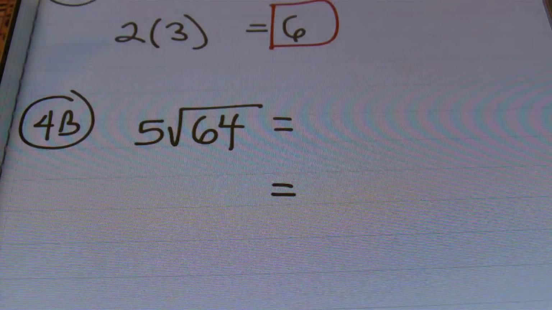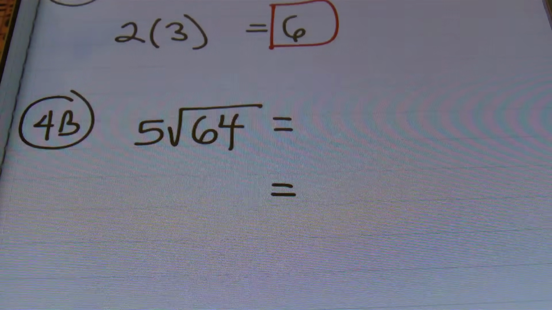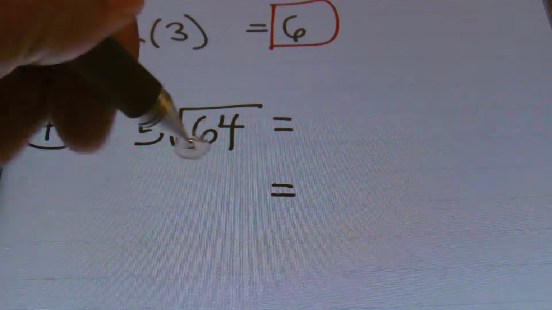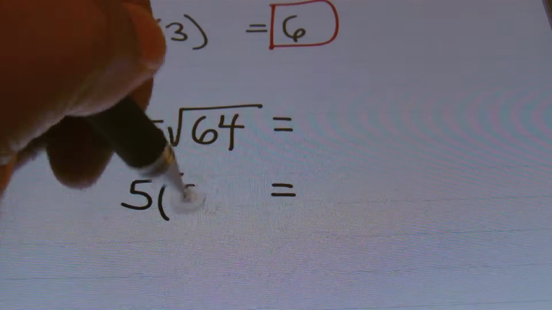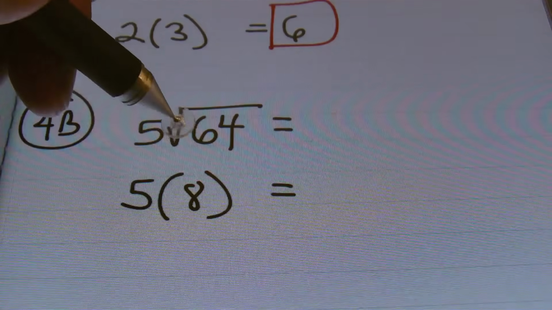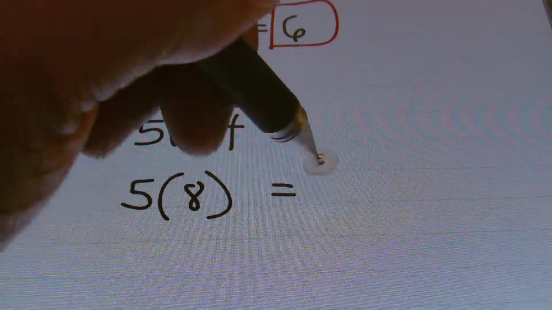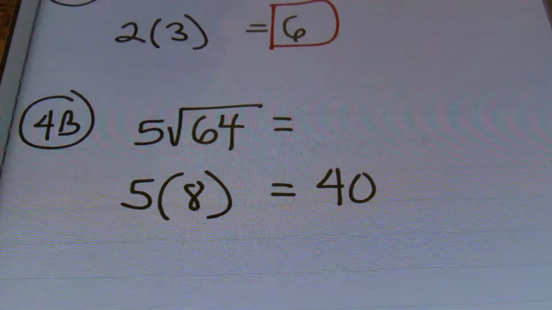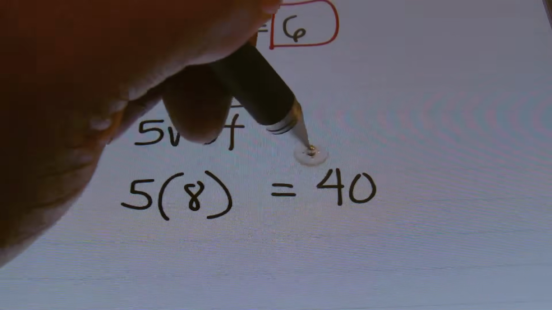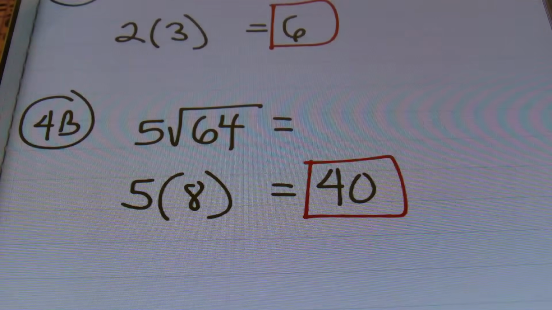Oh, yes. It is 8. The square root of 64 is 8. So I'm going to rewrite this as 5 times 8, being the square root of 64. From there, we'll multiply. So I have 5 times 8, which gives me a result of 40. And that's my answer, ladies and gentlemen. Done and done. That was 4b.